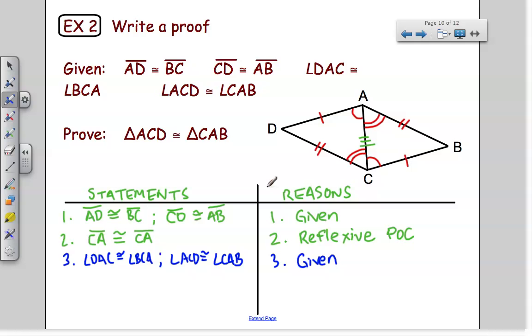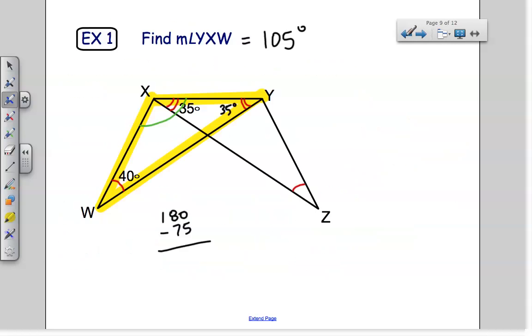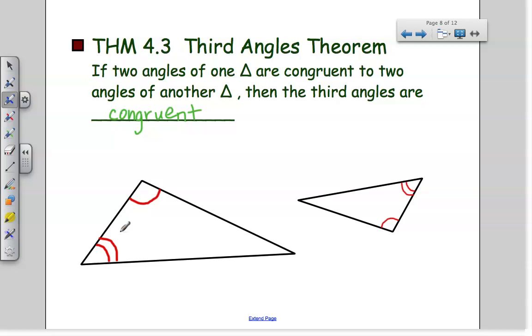Hey, what did we just talk about earlier? If I know that two angles of one triangle are congruent to two angles of another, the third angles have to be congruent. Remember, it's because these angles have to add up to 180, so the last remaining angle would have to be the same too. It's called third angles theorem.